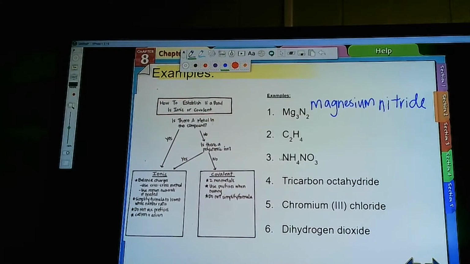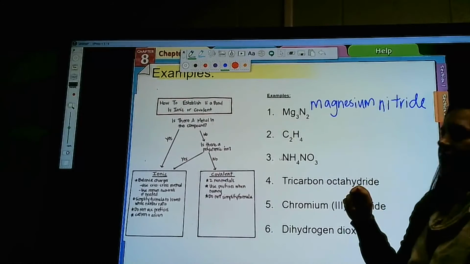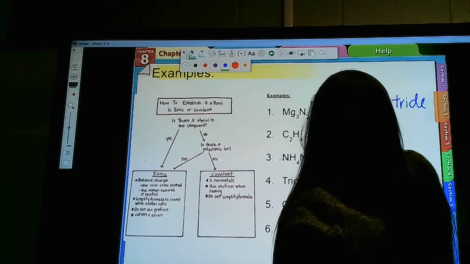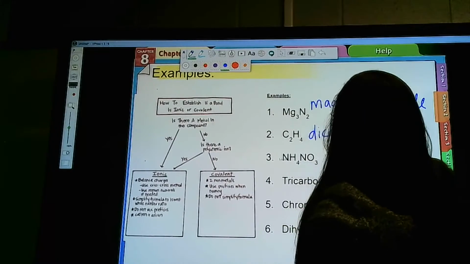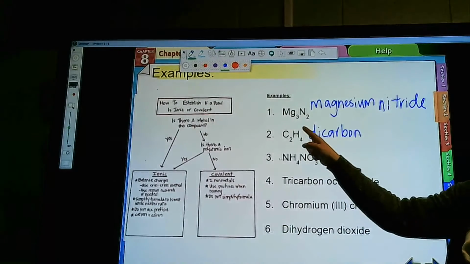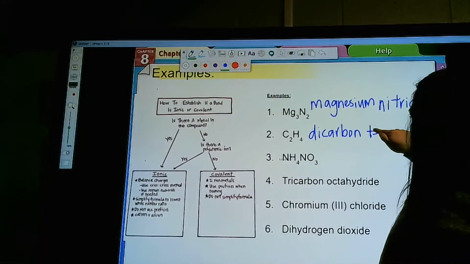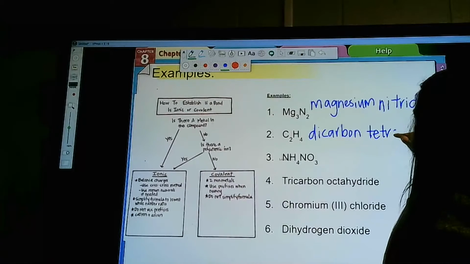All right, C2H4, is that ionic or covalent? It is covalent because there is no metal. We have carbon and we have hydrogen, both of those are nonmetals. So this means I'm going to use prefixes. Since I have two carbons, I'm going to say dicarbon. And then for hydrogens, I need to use that prefix tetra. So tetrahydride.